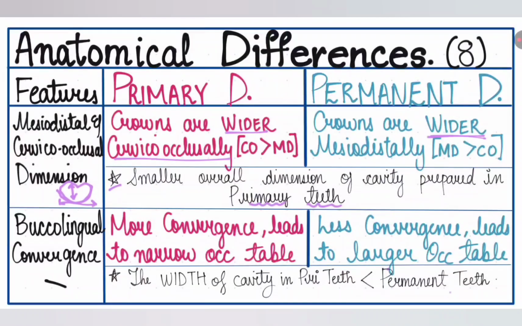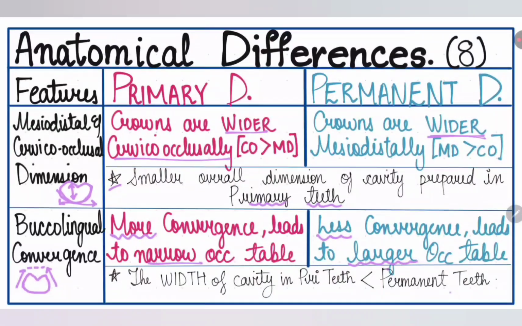Then we have the buccolingual convergence. Talking about the buccolingual convergence, there is more buccolingual convergence in primary teeth and less convergence in permanent teeth. Now, what is this buccolingual convergence? Suppose this is the buccal aspect of the crown and this is the lingual aspect of the crown. They converge, right? They converge towards the occlusal surface. This buccolingual convergence is more in primary teeth. If there is more buccolingual convergence, the occlusal table is narrow. And since there is less convergence in permanent teeth, the occlusal table is larger.